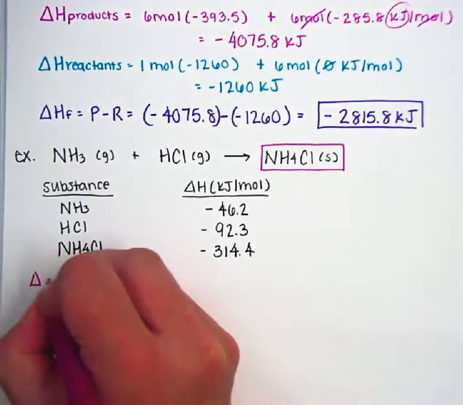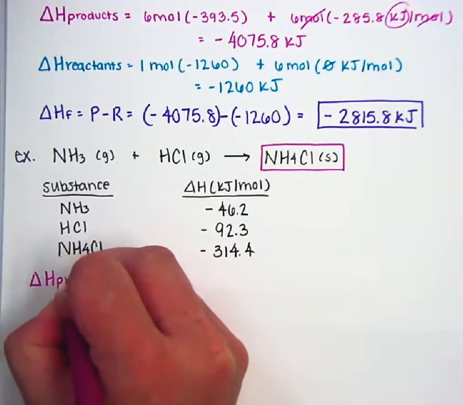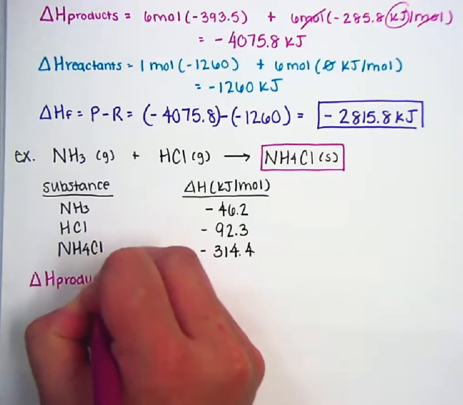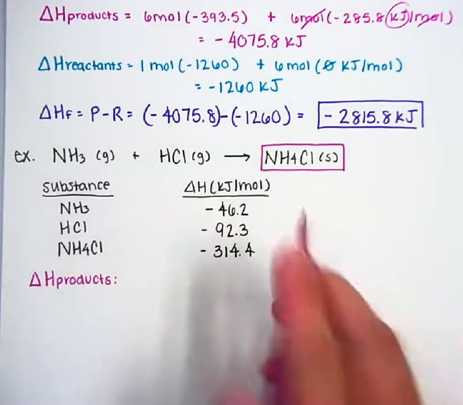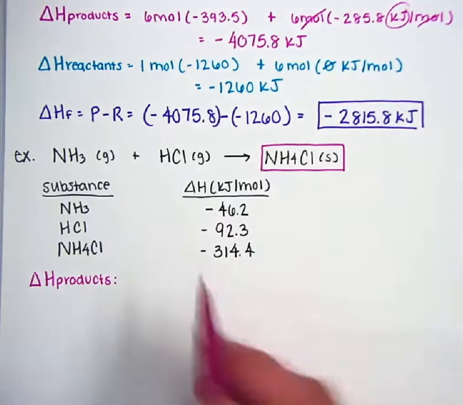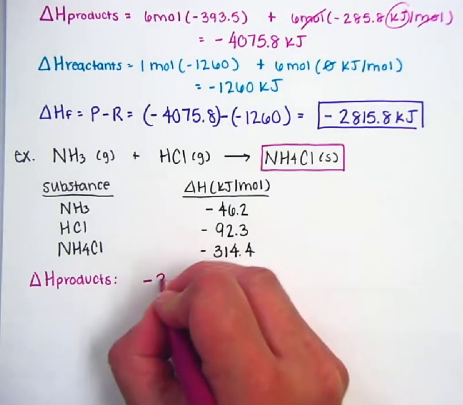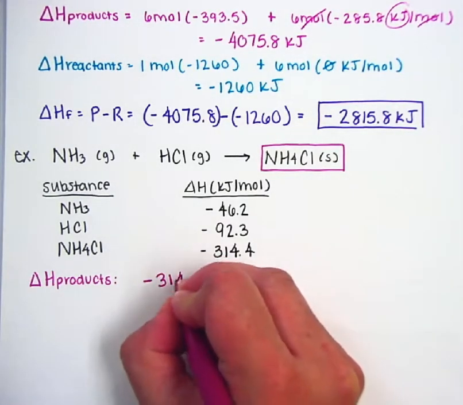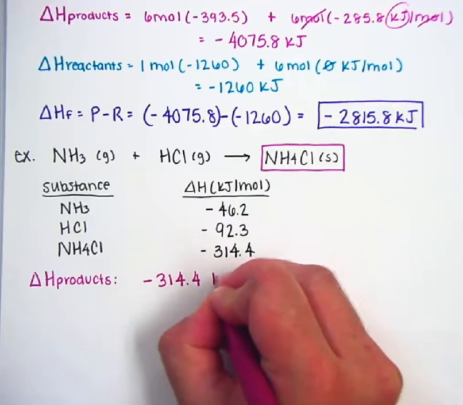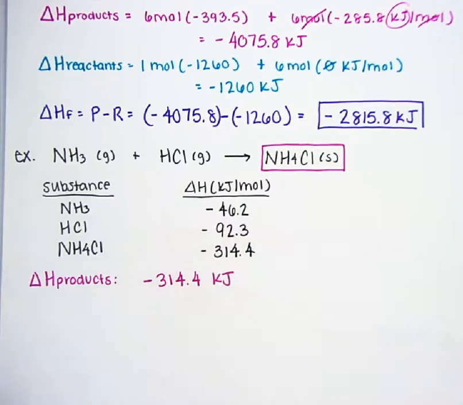Let's start by calculating delta H products. Products are on the right side of the arrow. I only have 1 mole of my product. 1 times negative 314.4 is just negative 314.4.